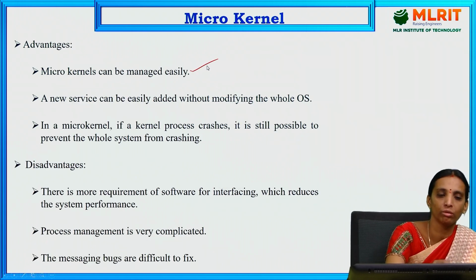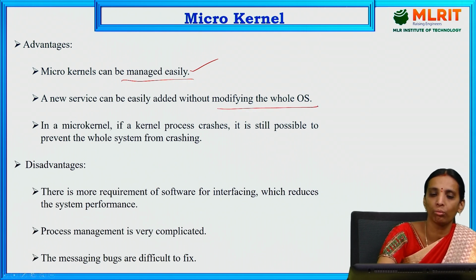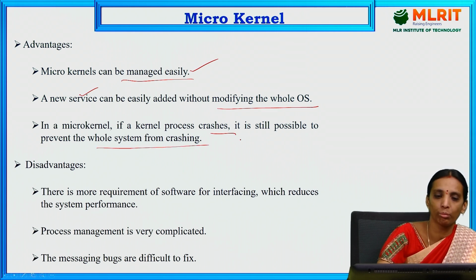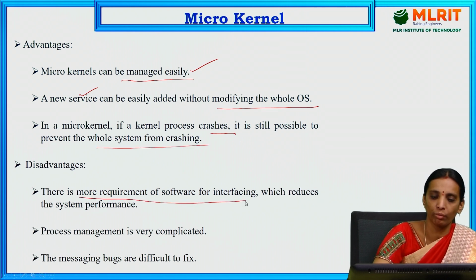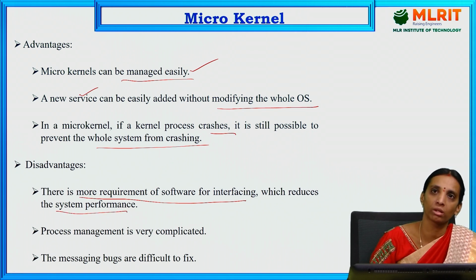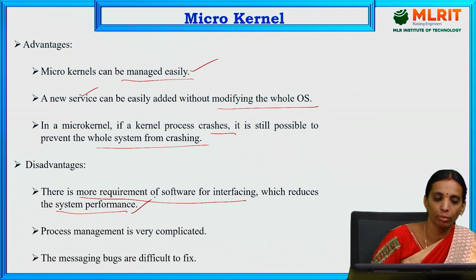These are easy to manage, and any new service can be added without modifying the whole OS. If the kernel process crashes, it crashes for that particular application only, so the whole system will not crash. And the disadvantages are that more software is required for interfacing, which reduces system performance. If more applications are there, more interfaces are required for implementing that OS to the separate memory. Therefore, the performance will be reduced.